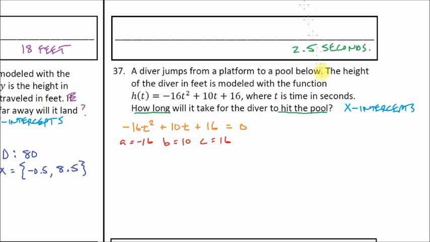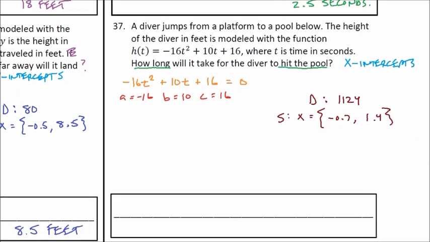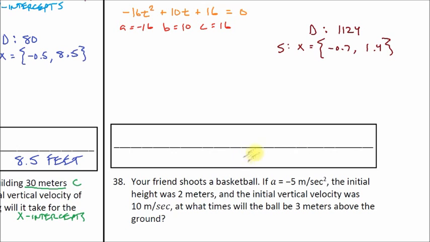Again, solve this equation on your own, please. When you get to the discriminant, you should be getting a discriminant of 1124, so make sure that's what you're getting. And then when you get down to your solutions and check them in your calculator, you should be getting -0.7 and 1.4. Again, this is time. Time for the diver to hit the pool, and negative time is irrelevant. And we're going to have a sentence like, it took the diver 1.4 seconds to hit the pool. So somewhere in your answer you should have the value 1.4 seconds.